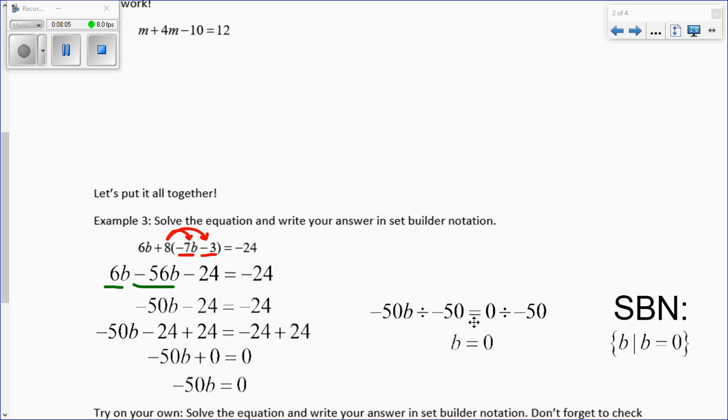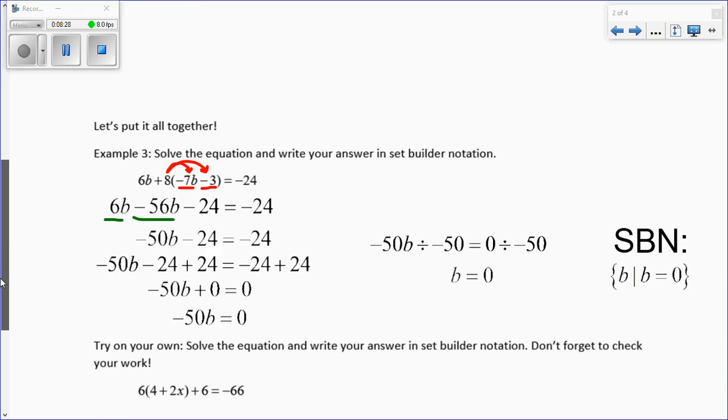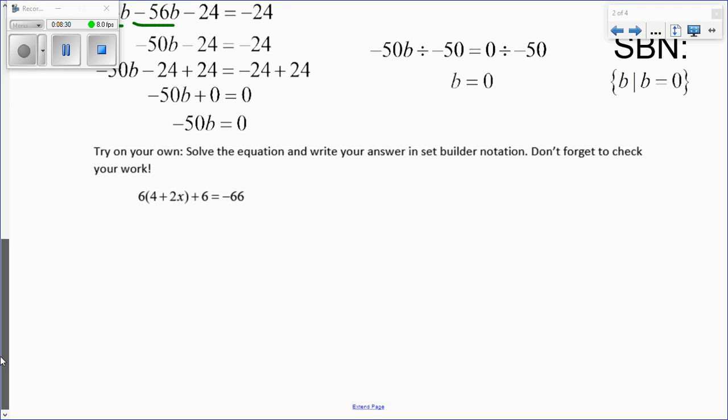And I can double check to make sure I'm right by plugging in 0 for b's here. So 6 times 0, that whole term is just gone because it equals 0. -7 times 0 is 0. So 0 minus 3 is -3. -3 times 8 is -24, which is what the other side is equal to. So I know it's a correct answer. Okay? You guys are going to try this one on your own. And once you're done, we'll go ahead and go back to our next part.